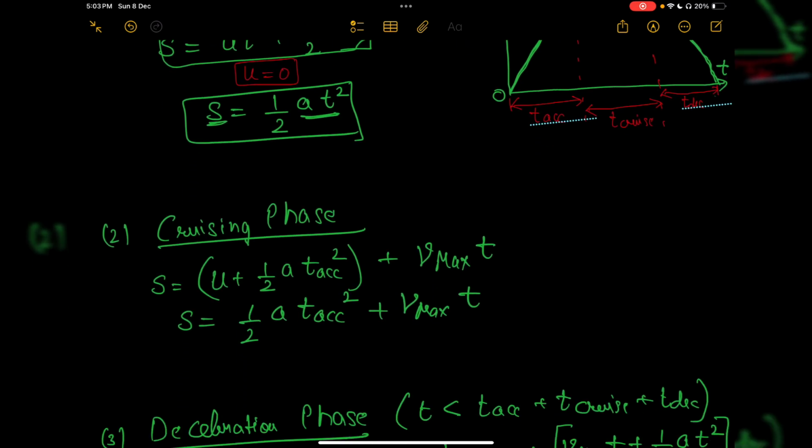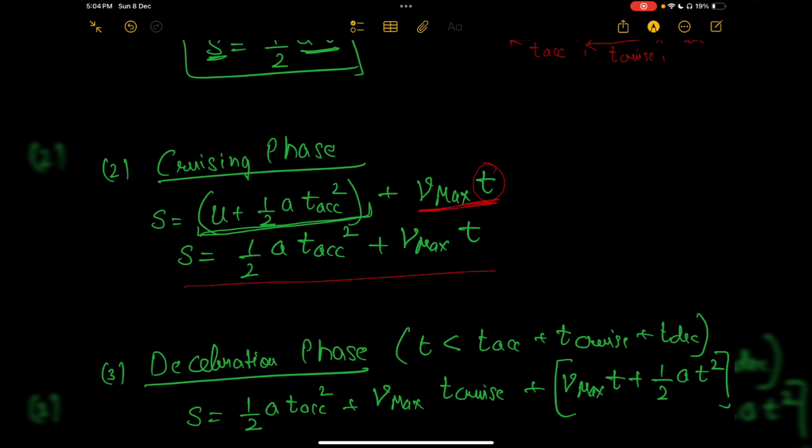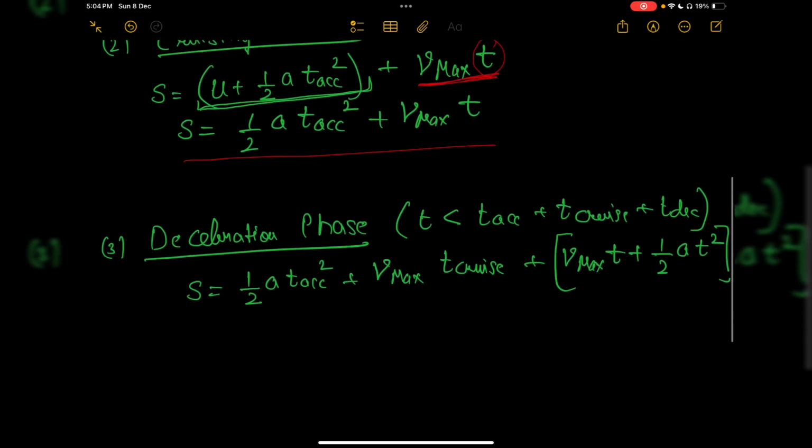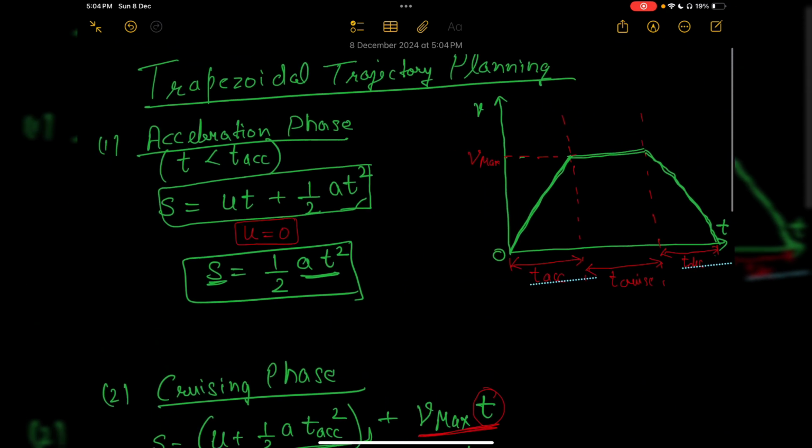Then comes the constant velocity phase. This is the cruising phase. In the cruising phase, this is the motion already done during the acceleration phase, which took t acceleration. Now the remaining motion will be Vmax times t, that is ut basically, because the velocity will be constant for time t. So we will use this equation for the cruising phase. And then coming to the deceleration phase: we have already moved this distance, and now this is the distance moved during the deceleration phase. So this is basically how the mathematics works for the trapezoidal velocity profile.